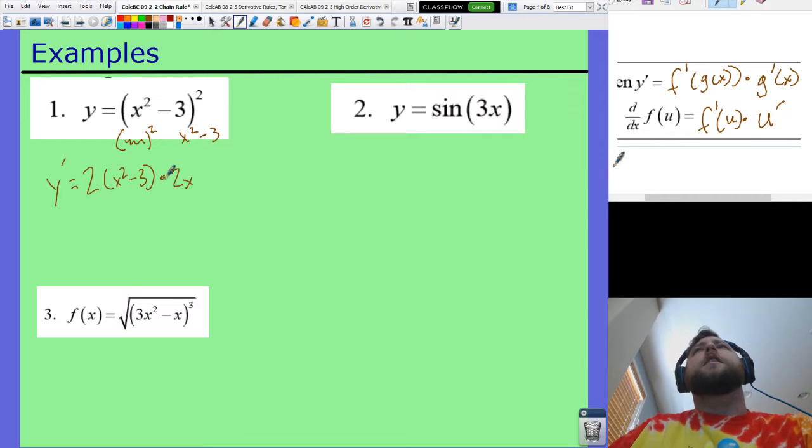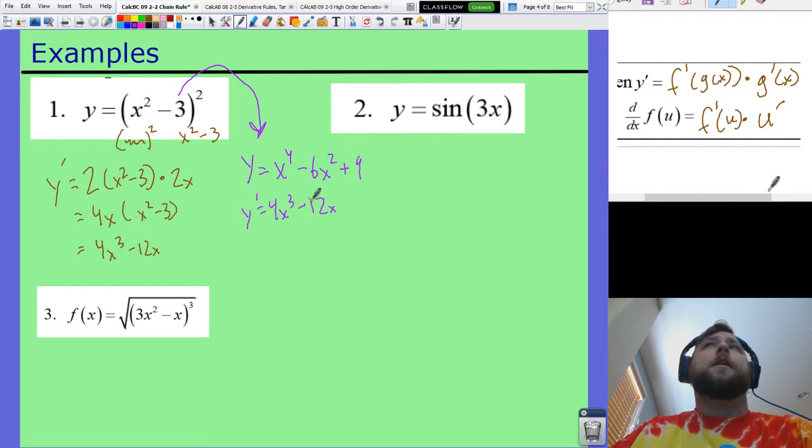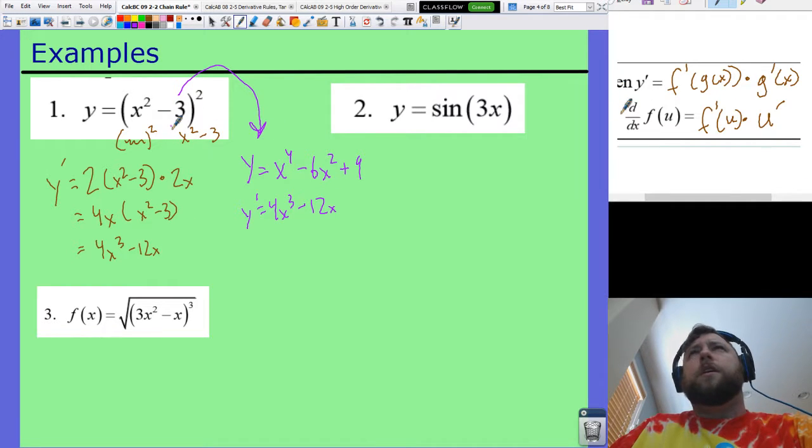So here's my answer. If I want to, I could clean this up and write it as 4x times x squared minus 3. Distribute that 4x and you get 4x cubed minus 12x. Perfectly good. Now, just as a side note, let's say I wanted to FOIL that out. x squared minus 3, squared comes out to x to the 4th minus 6x squared plus 9. And if you take the derivative of that, you get y prime as 4x cubed minus 12x. And hey, same answer. So sometimes you don't always have to use chain rule. If you can simplify it, go for that and you can avoid the chain rule. Same thing with product and quotient from the last rules.